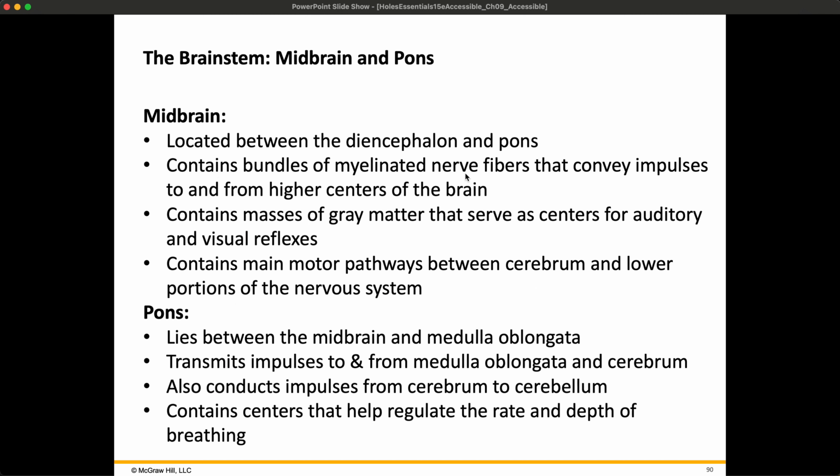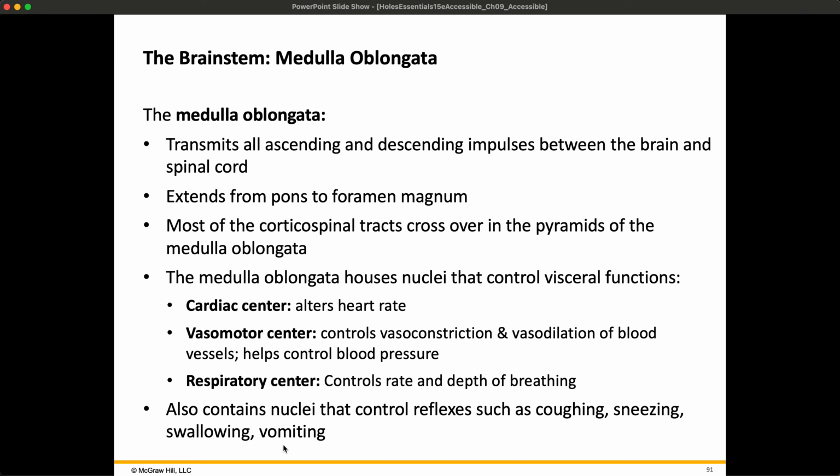Midbrain, bundles of nerve fibers conveying impulses from higher centers to and from the brain. Visual and auditory reflexes and pathways between the cerebrum and lower portions of the nervous system. The pons transmits impulses to and from the medulla oblongata and the cerebrum, as well as regulating rate and depth of breathing. The medulla oblongata stays real busy.